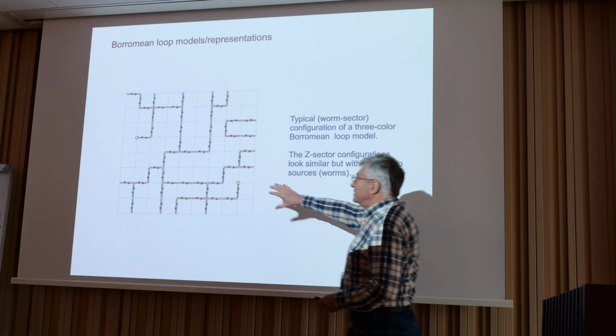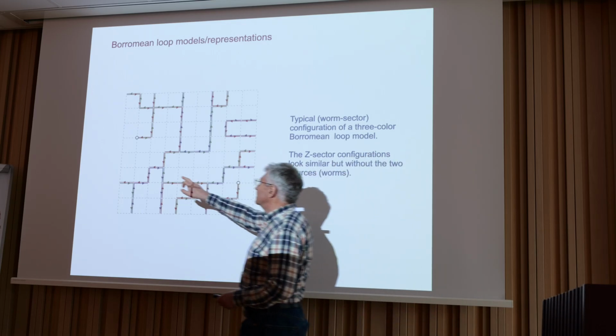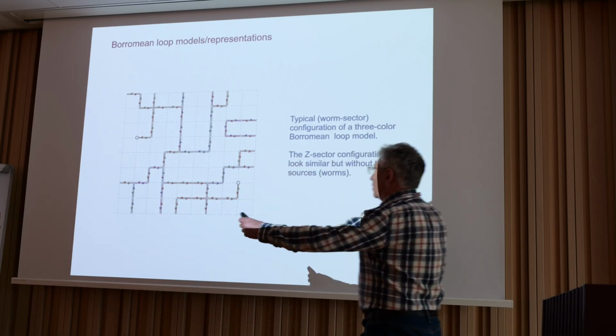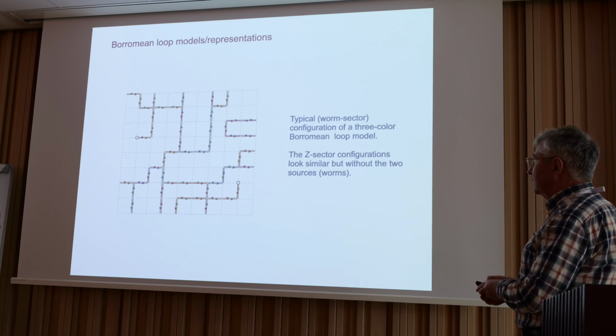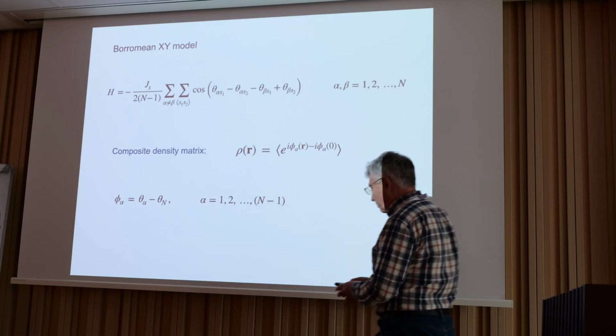And actually, this is a typical configuration with the worm sector. So we have two worms, and the statistics of the distances between the worms just corresponds to the composite density matrix which I mentioned. So we have a direct access.